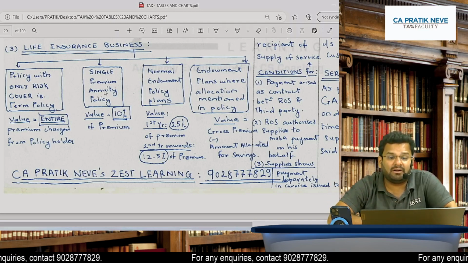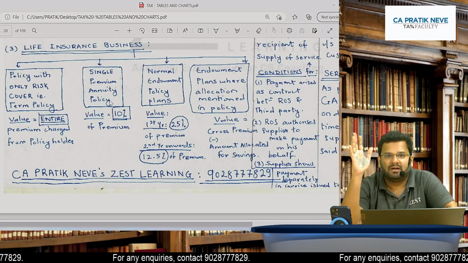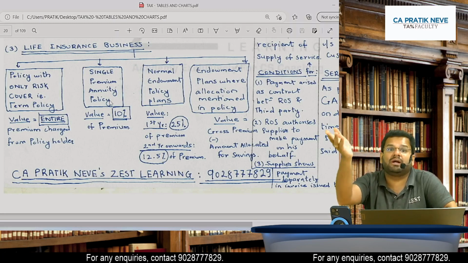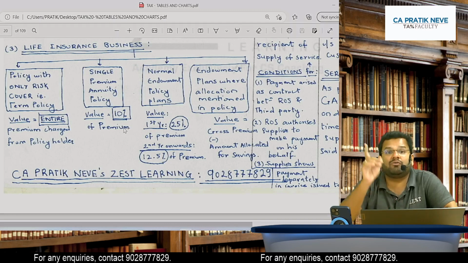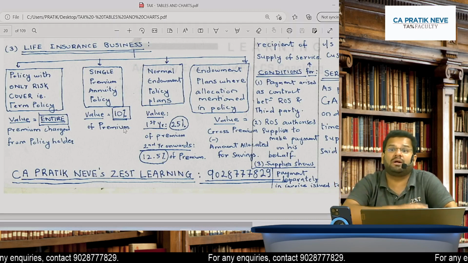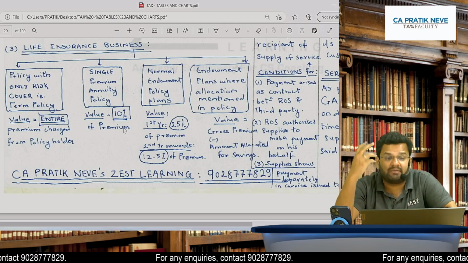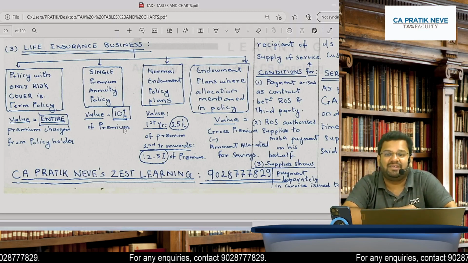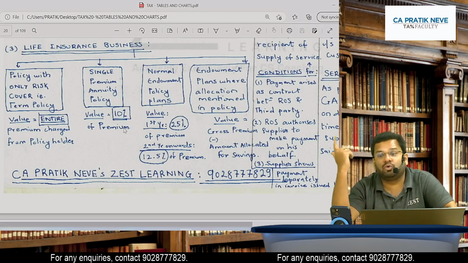But in endowment, when it's a single premium annuity policy, meaning only once you are paying the premium and then after 10 years, 15 years, you get the money back, in that case, 10% of premium is assessable value. Friends, let me check your understanding. According to government, how much goes towards savings? Deemed according to government, how much? Yes, wonderful. 90% goes towards savings.